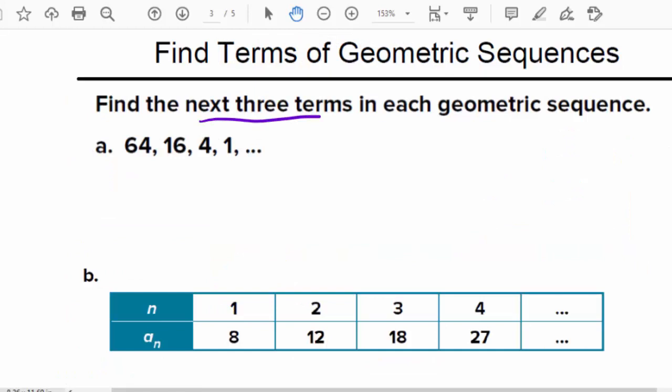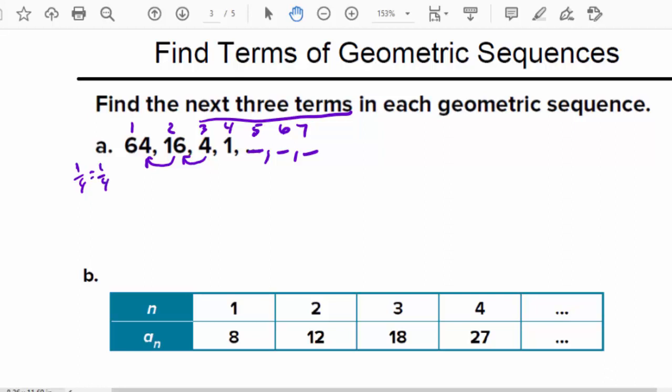All right, now they want us to find terms of a sequence, so we want to find the next 3 terms. So I have term 1, 2, 3, 4, so they're asking us to find terms 5, 6, and 7. So what are my missing terms of the sequence? Well, if it's geometric, we've got to first figure out what the geometric common ratio is. So 16 divided by 64 appears to be 1/4. I'm going to check that one more time. So 4 divided by 16 is 1/4. So my common ratio is 1/4.